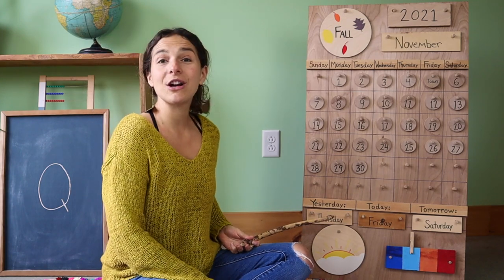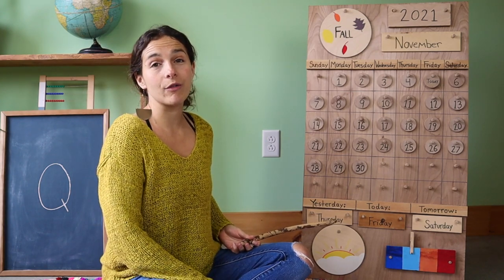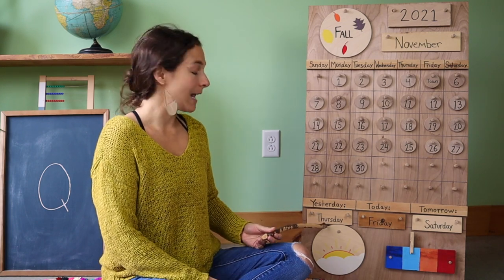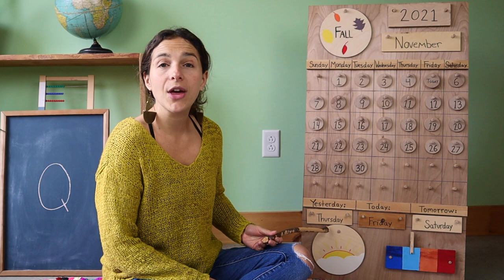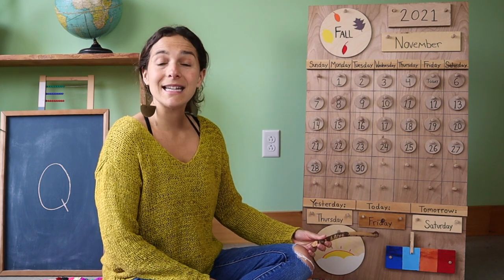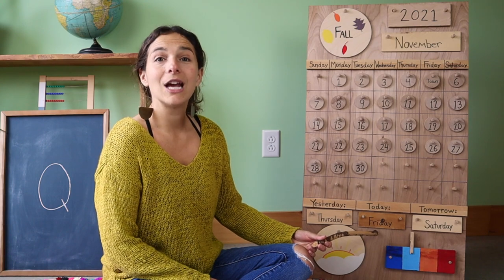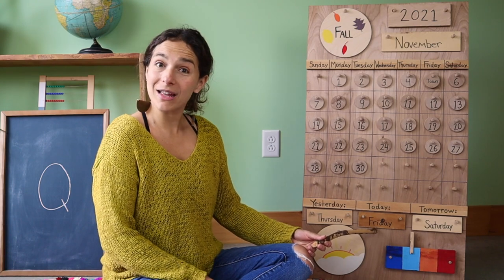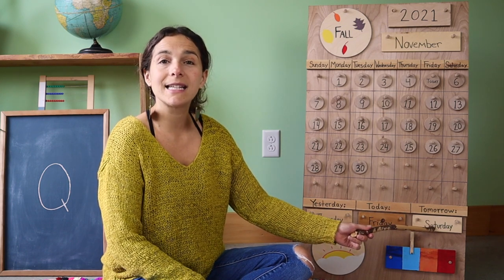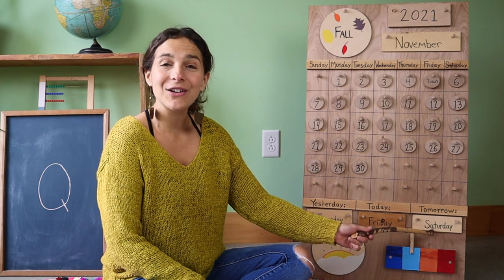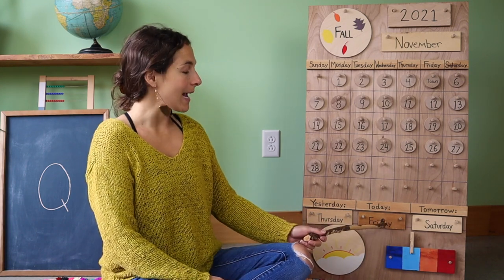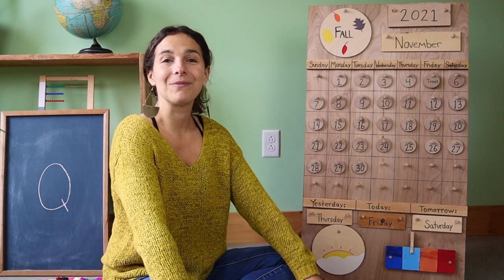Down at the bottom of the chart, we have the days of the week to go over. So listen for the sound, and you can tell me what the day is. Yesterday was Thursday. So that means that today is Friday, the last day of the weekday. Tomorrow will be Saturday, the first day of the weekend. Let's go back and sing Today is Friday together.